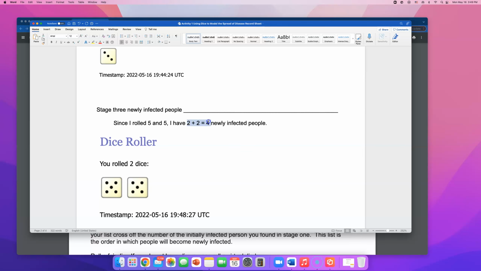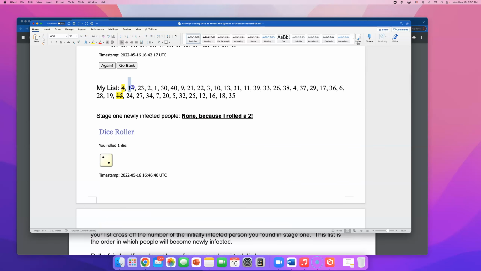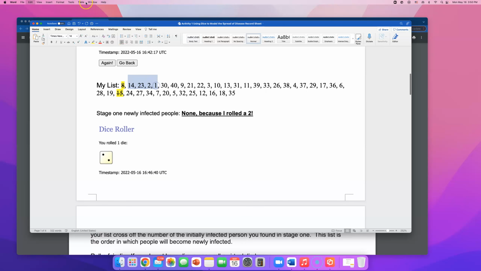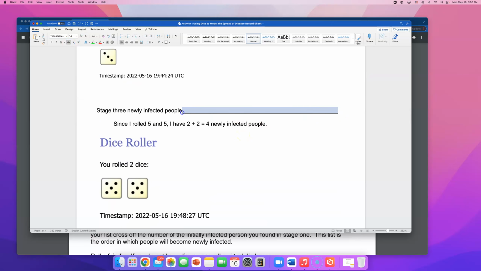So I have to go and identify which 4 guests are sick now. I need to highlight 4 more people after guest number 8. 1, 2, 3, 4. These are the people who are getting sick at the end of this stage. So I'm going to highlight them and cross them out. And I'll go ahead and write that. These are the guests who are sick now.